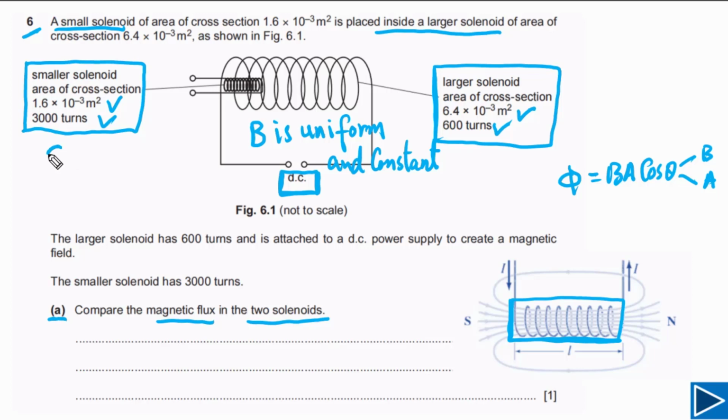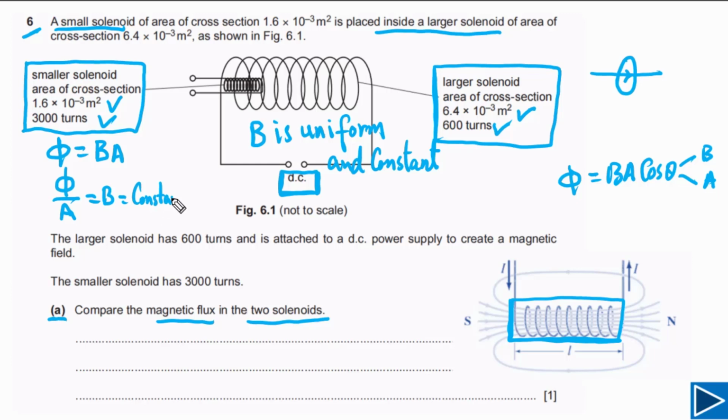So simply we can write flux is equal to BA, because if we take one loop, the magnetic field is passing through this loop. The angle between B and the area normal vector is 0, and cosine of 0 is equal to 1. So we can say flux is equal to BA. From here we can say that flux over area normal vector is equal to B, and B in this case is constant.